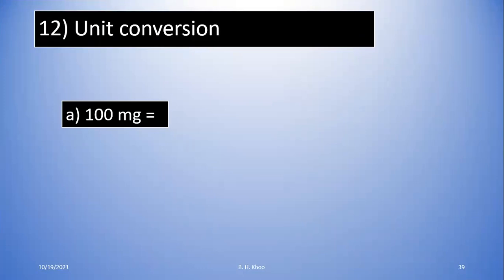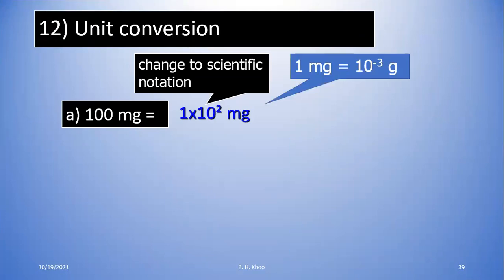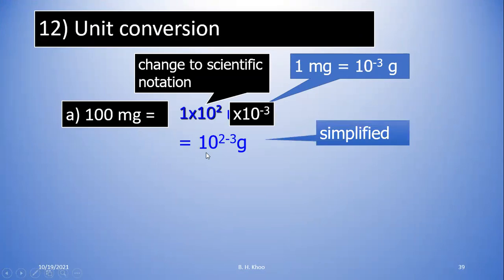100 milligram, you want to convert it to kilogram. Right? You can do your own way, if you find your own way is easier. Change to scientific notation: 1 times 10 to the power 2 milligram. Then 1 milligram is 10 to the power minus 3 gram. Replace that with 10 to the power minus 3. So minus 3 plus 2, you get minus 1. Right? Simplify it. 10 to the power minus 1.